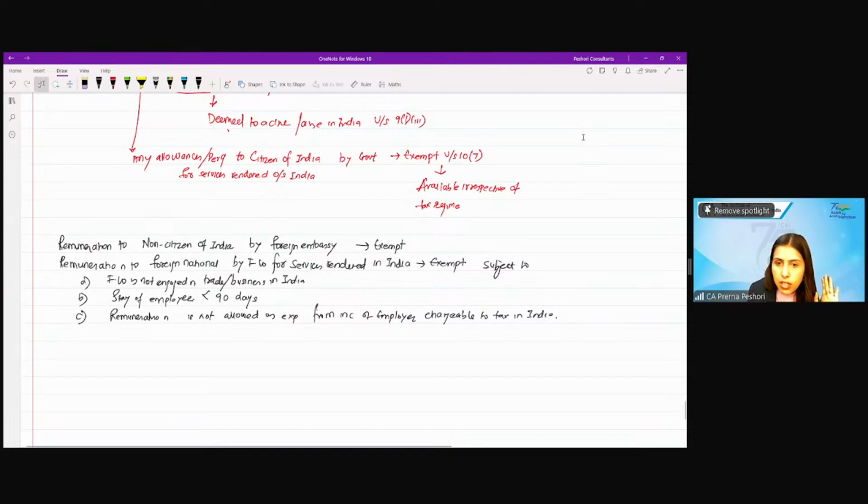Are we getting it? But if, let's say, for example, Mr. A is a citizen of US and he is coming to India as the employee of the foreign company and is staying for less than 90 days, let's say he's staying for only 35-40 days, and the salary of A is not getting deduction in India in the hands of the employer, and the employer is also not engaged in any business over here, Mr. A's salary will be exempt. However, if the employer is engaged in any business here, let's say the employer has a branch in India, then he will not get an exemption. Are we clear?